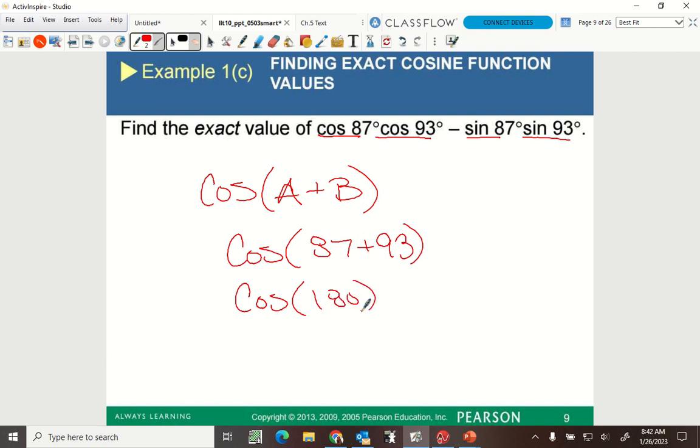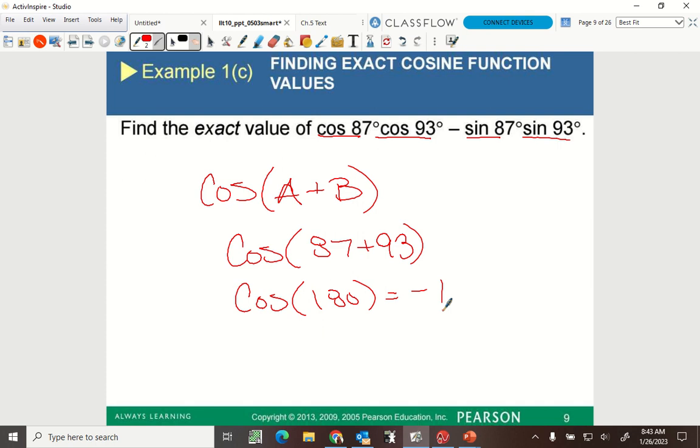So it's asking for the cosine of 180. Is that a known value on my unit circle? Yes, it is. So can I find what that is? And cosine is only asking for the x, right? So my answer is negative 1. So these problems here, they work backwards. They give you the expanded formula, and you work back to what you should have had at the very beginning. Does that make sense? Good.